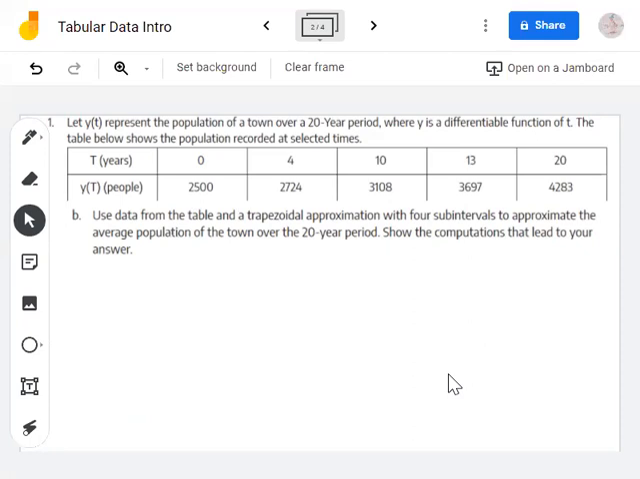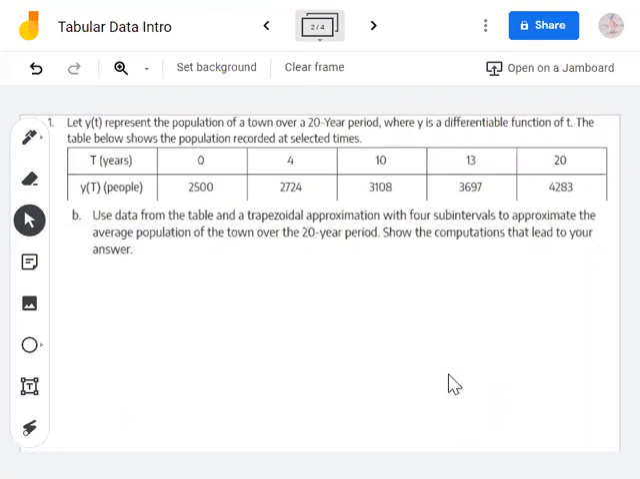Am I being stupid saying we add up and divide by 5? Okay, hold on. Let me finish reading and I'll answer your questions. Show the computations that lead to your answer. So trapezoidal approximation means that we're going to find the area of 4 trapezoids to approximate the area under P of t. So you gotta add up the 2500 and 2724 and then divide by 2. Yep.